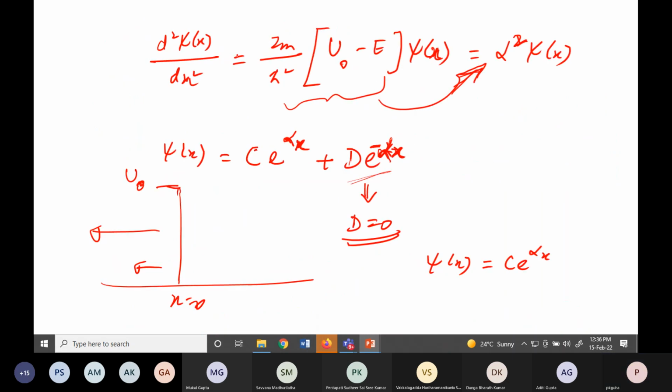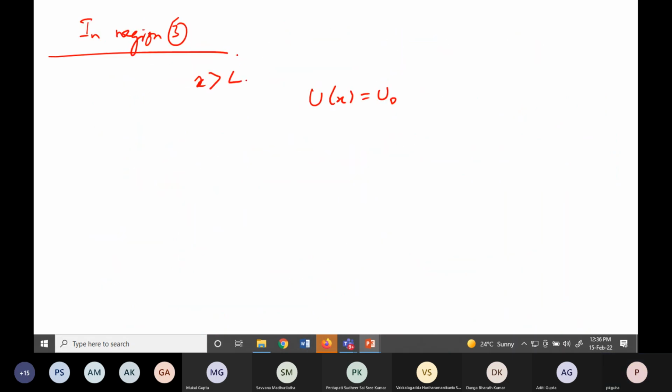And here also E less than U naught, right? So if you use this, you will end up with psi x equal to g, that is another constant, g e to the power alpha x plus h e to the power minus alpha x. So altogether we have 6 constants: a, b, c, d and g, h.